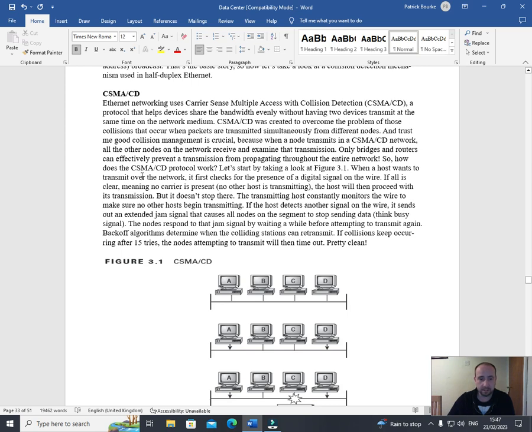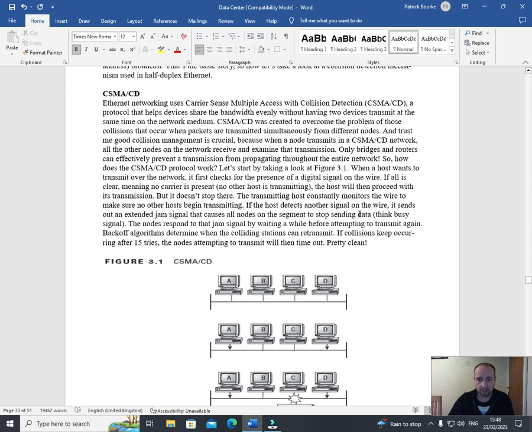So how does the CSMA/CD protocol work? Let's start by taking a look at figure 3.1. When a host wants to transmit over the network, it first checks for the presence of a digital signal on the wire. If all is clear, meaning no carrier is present and no other host is transmitting, the host will then proceed with its transmission, but it doesn't stop there. The transmitting host constantly monitors the wire to make sure no other host begins transmitting.